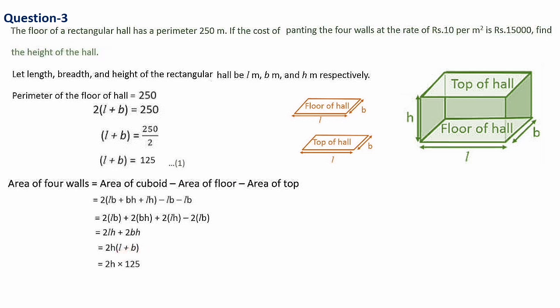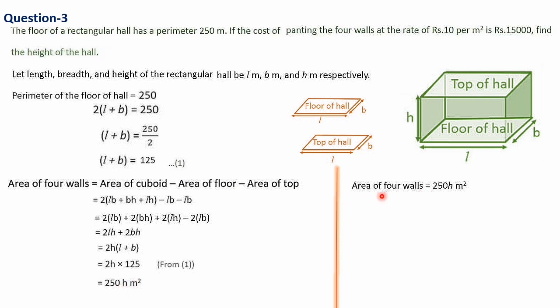Here we now have the L plus B value: 2H into (L plus B), where L plus B is 125. Substitute, so 2H into 125, using equation number 1. That is 125 into 2, 250, so we get 250H meter square. This is the area of the 4 walls. Now you have to use the condition: the cost of painting the 4 walls at rupees 10 per meter square is 15,000 rupees. By using that condition we have to calculate H.